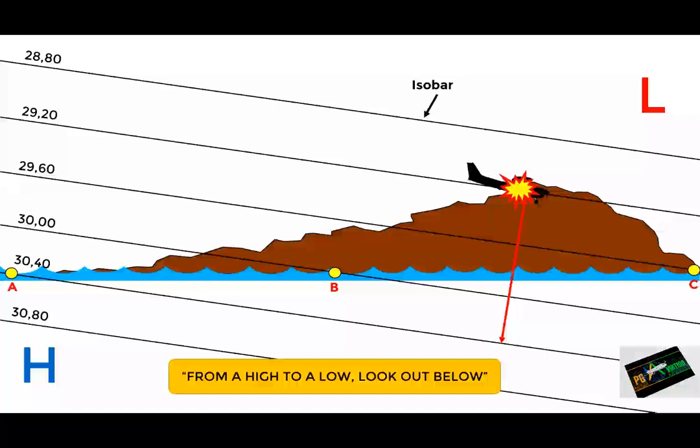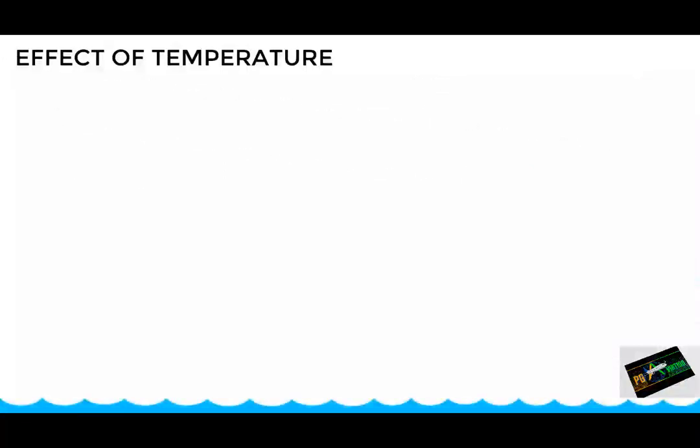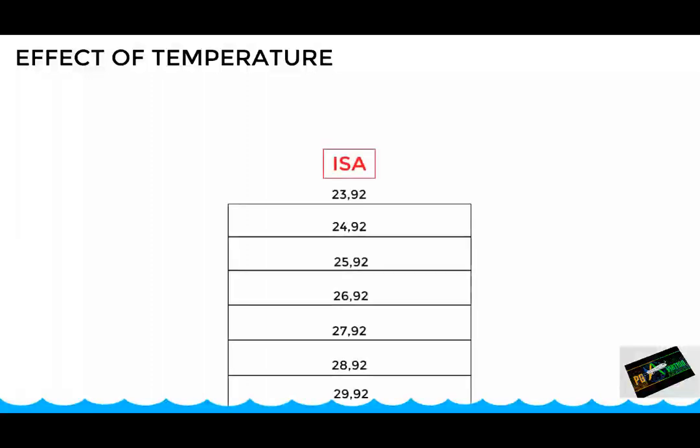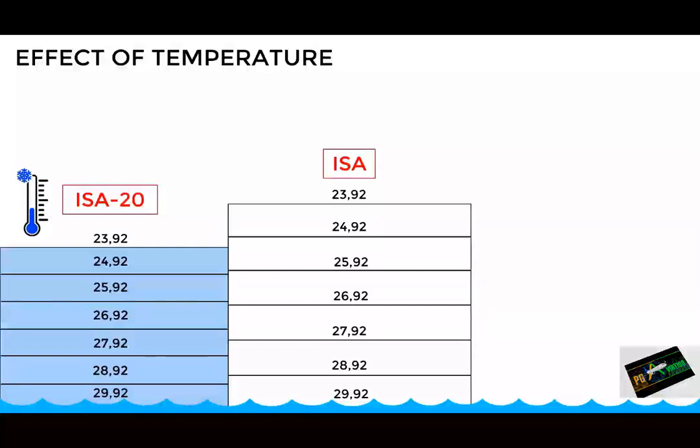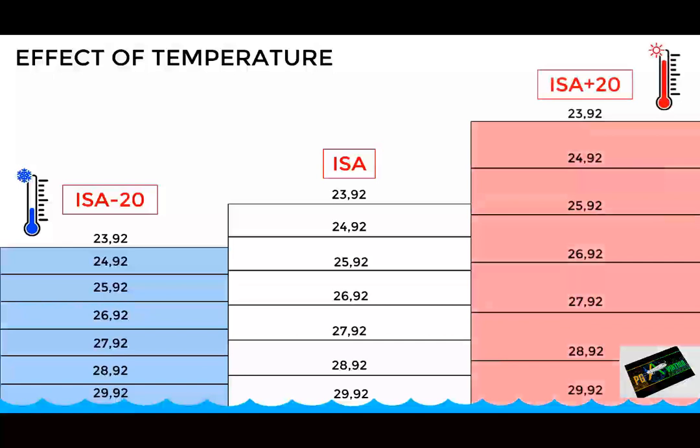However, not only pressure changes affect the altimeter reading, but also temperature changes. Let's see how the air temperature affects the altitude indication. Here we have a column of air under standard conditions. If the temperature is colder than standard, for example in ISA -20 conditions, the isobars will be closer together. While if the temperature is warmer than standard, for example in ISA +20, the isobars will be further apart. This means, in other words, that air temperature affects the rate at which the pressure reduces with altitude, and therefore it will affect the reading of barometric altimeters.